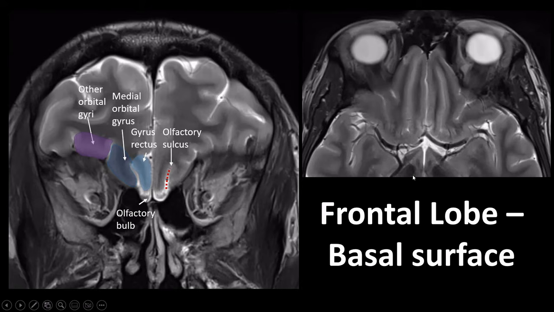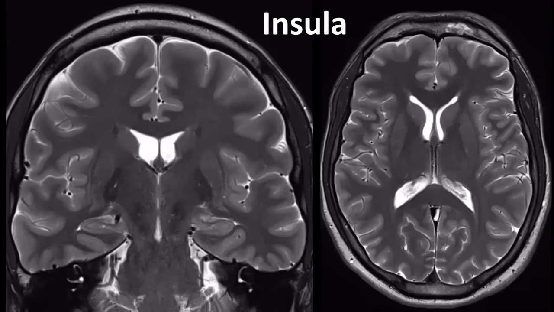We can also recognize some of these gyri in the axial plane. Here we have the straight gyrus, and we also appreciate where the name comes from. And then lateral of it, we have the medial orbital gyrus, and they are separated by an olfactory sulcus.